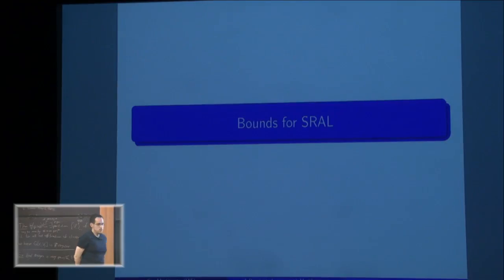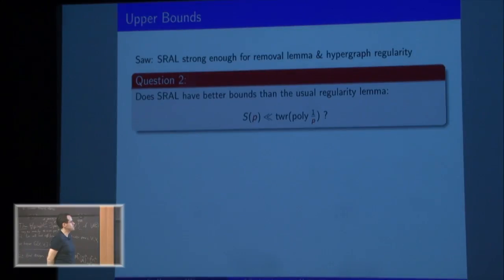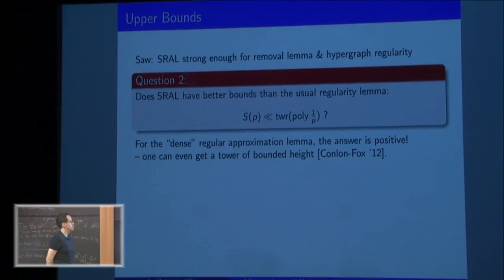Okay. So, we see that some very important applications of the usual regularity lemma can be deduced from SRL. Let's see what we can say about S of p. So we saw that SRL is strong enough for these applications. Does it have a bound which is better than Szemerédi's bound? If your graph is dense, then you might as well not remove 1% of p n squared, just remove 1% of n squared, because if your graph is of constant density, then you get what you can call the dense regular approximation lemma, as opposed to the sparse regular approximation lemma.